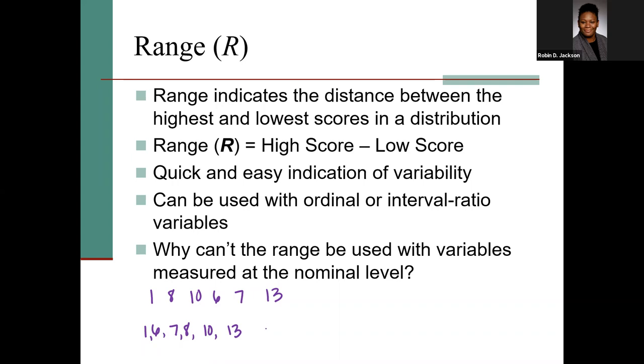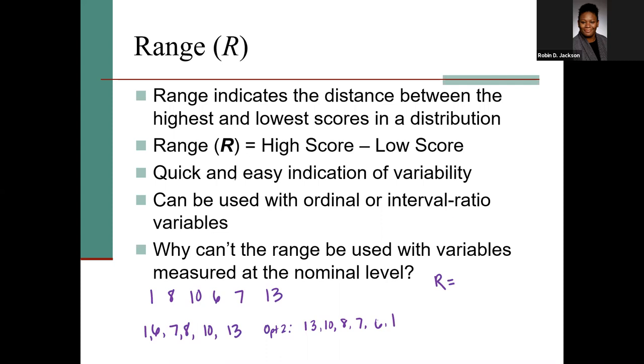The other option, so I'm gonna say option 2, is to put them from greatest to least. So 13, 10, 8, 7, 6, and 1. Some people prefer to do it this way because when you do the range, so I'm gonna come over here and I'm gonna write out the range. R stands for range, okay?